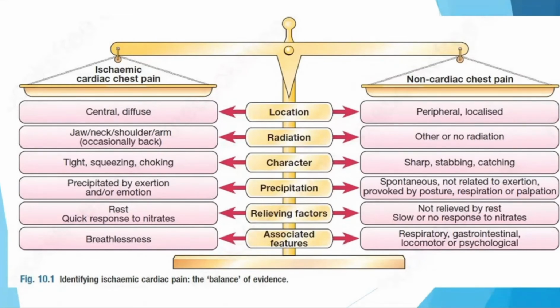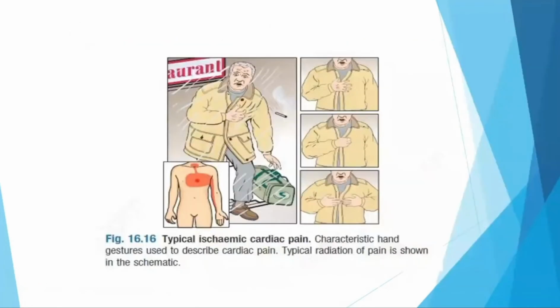But non-cardiac chest pain is peripheral and localized. There is no radiation like that of the central ischemic chest pain. Characterized as sharp, stabbing, or catching. Precipitation is spontaneous, not related to exertion, and provoked by posture, respiration, or palpation. Relieving factor: not relieved by rest, slow or no response to nitrate. An associated feature is respiratory, gastrointestinal, locomotor, or psychological. This is the picture of typical ischemic cardiac pain.